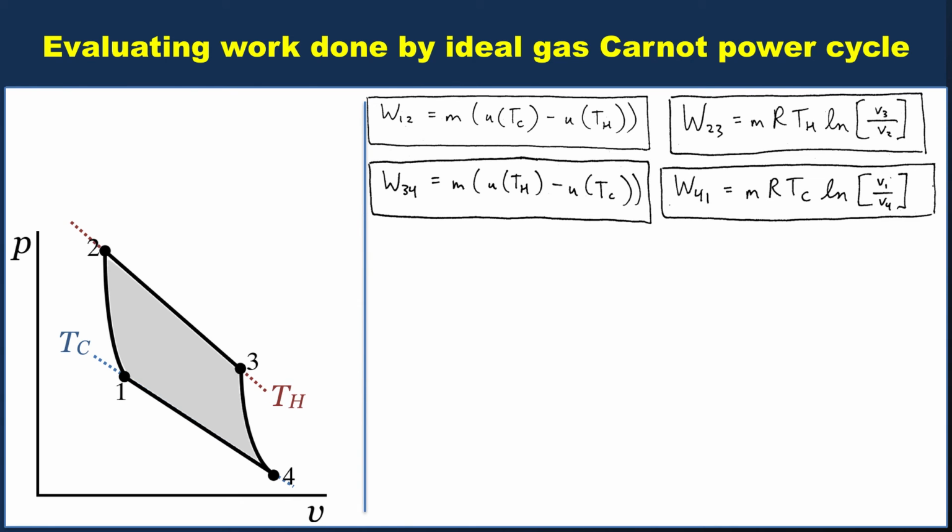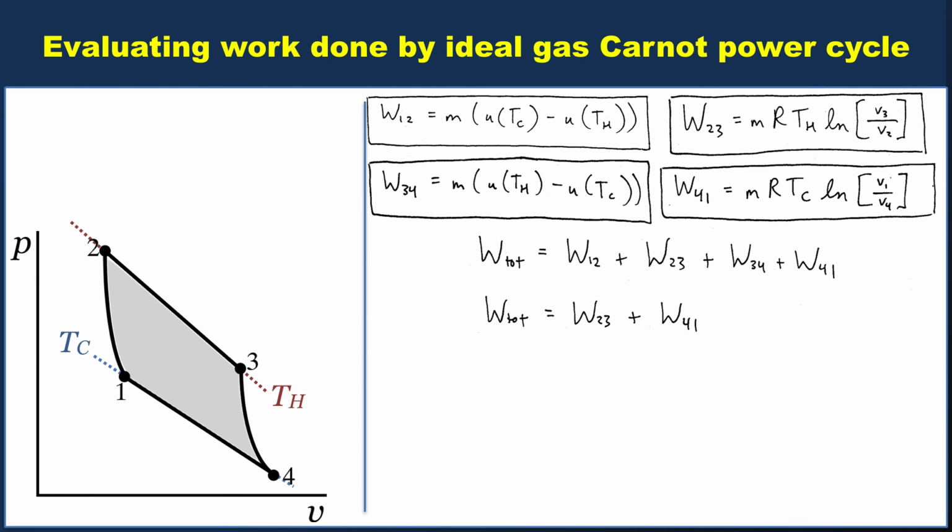Our goal now is to evaluate the total work done by the cycle. Well, of course, the total work is just the sum of all four of the works associated with each individual process. Now that you see the expressions next to each other, hopefully you can convince yourself that W12 equals minus W34, so those two cancel.